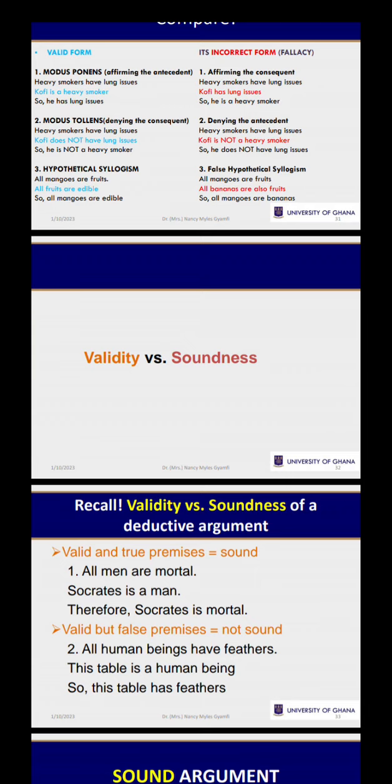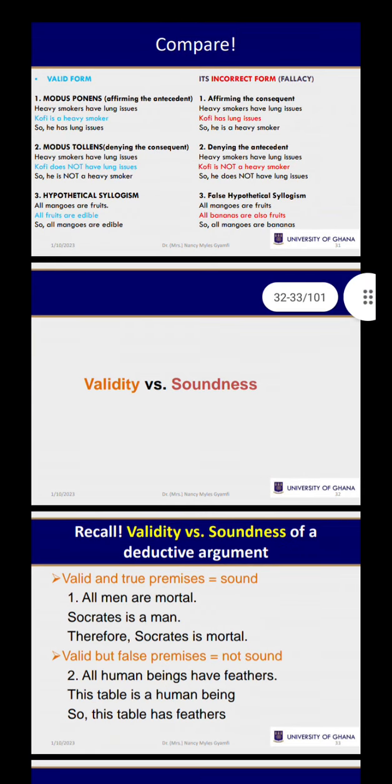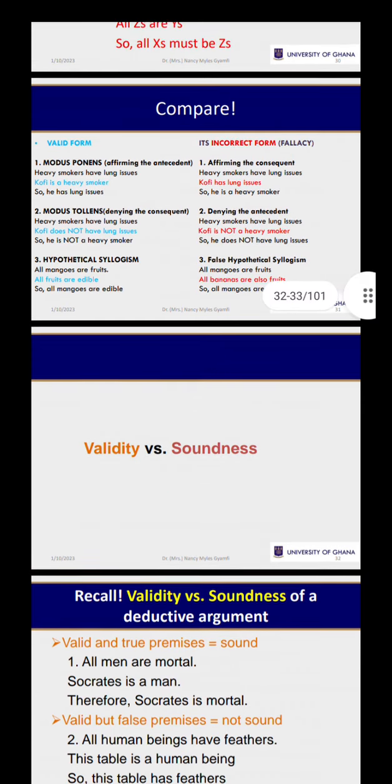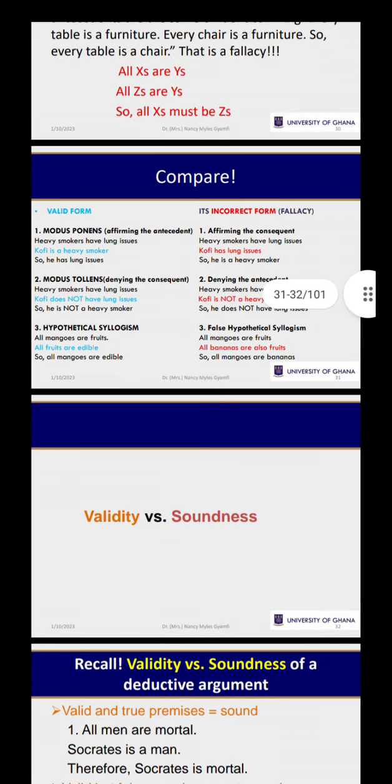Despite they fall within the same category, that does not mean they are the same. So that is all about the false hypothetical syllogism. It's just simple. If you say all millets are carbohydrate, and all maize are carbohydrate, therefore all maize are millet. It is not true. Maize is different from millet. So that is all about the false hypothetical syllogism.